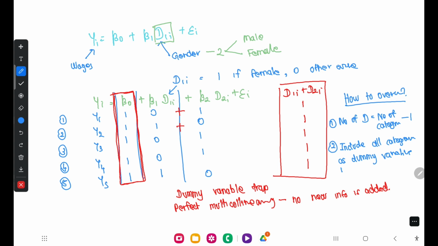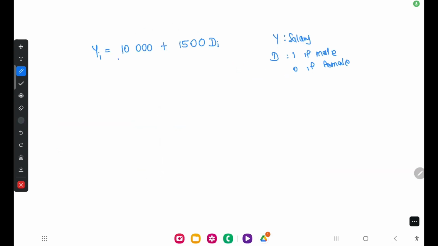And exclude the intercept. You remove this beta naught. But moving further, we'll be mostly using this first method only, where we take the number of dummy variables D to be categories minus 1. Let's see how we can interpret these dummy variables when they are included in the equation.